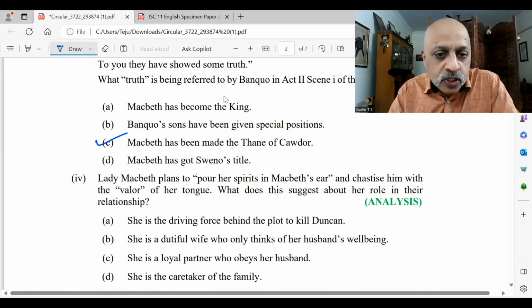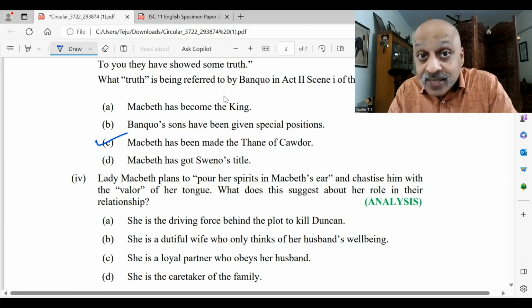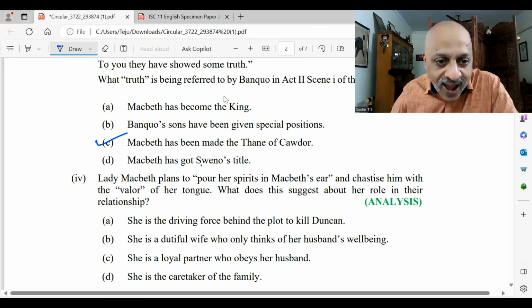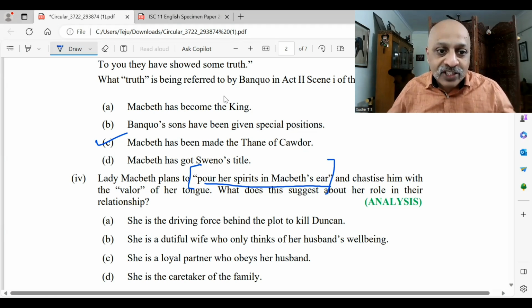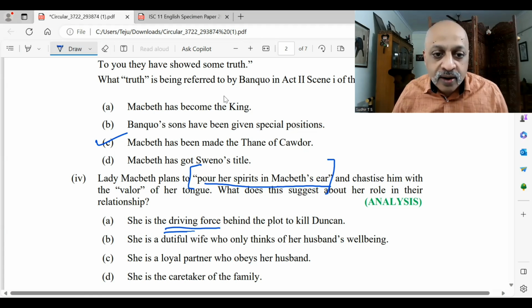Lady Macbeth plans to pour her spirits in Macbeth's ears and chastise him with the valor of her tongue. What does this suggest about her role in their relationship? She is the driving force behind the plot to kill Duncan. She's a dutiful wife who only thinks of her husband's well-being. Yes, she's a dutiful wife. She does think of that. But when you're talking about something as aggressive as pour her spirits in Macbeth's ears, there is a certain level of aggression which is conveyed by this word, driving force. Okay. So the correct option is fourth A.